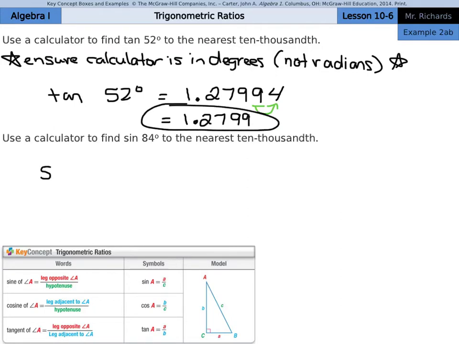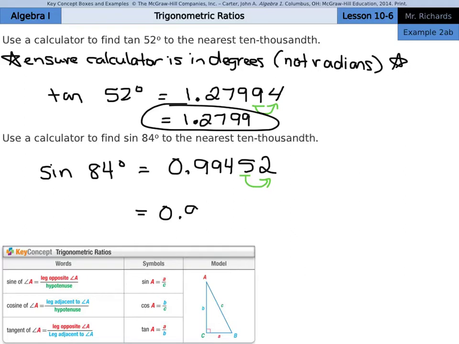If you were to type in the sine of 84 degrees into your calculator, as long as it's set in degrees, you have 0.99452. And again, you want to write these out to the 100,000ths spot, so you can look at the 10,000ths, look over to the 100,000ths, and see if it's going to round. In this case, our final answer is 9,945 10,000ths.